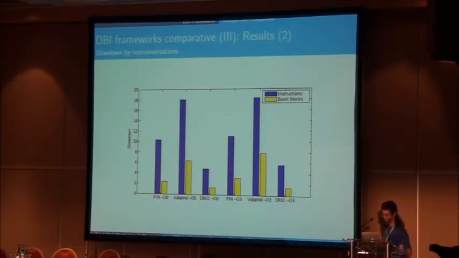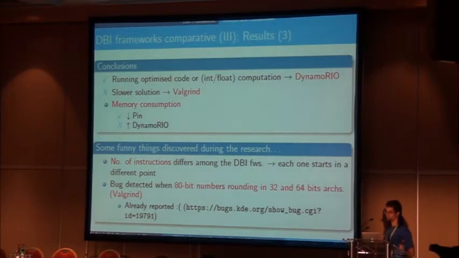So, as a conclusion of this comparison, let me tell you that if you want to run optimized code or binaries that are doing very high computation with integers or floats, you should use DynamoRIO. The slowest solution we have seen is the green bar, and if you have some memory constraints, maybe you should use PIN instead of DynamoRIO.